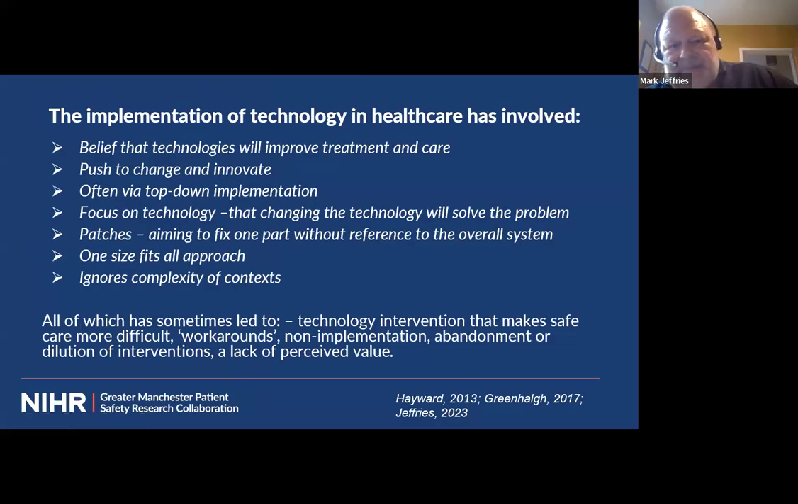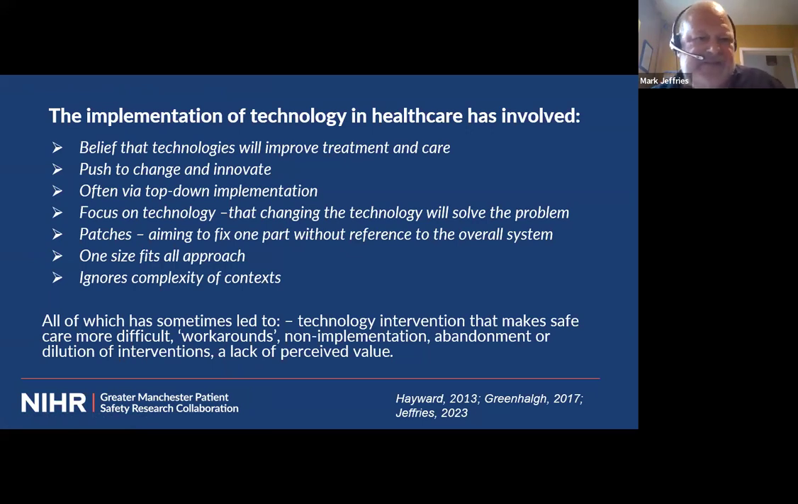So within the implementation of technology in healthcare, there has been a lot of belief that it will improve treatment and care. And in many ways, that's the case. It can potentially improve treatment and care. But there's often been a push to change and innovate, a top-down implementation, and a focus on the technology, that if we just change the technology, that will solve the problem.